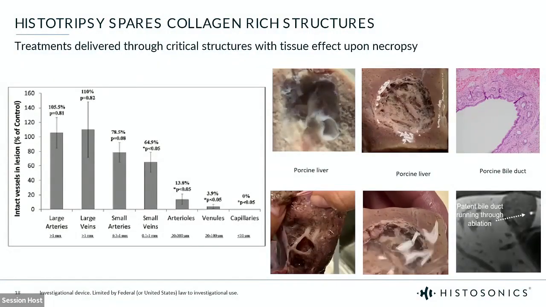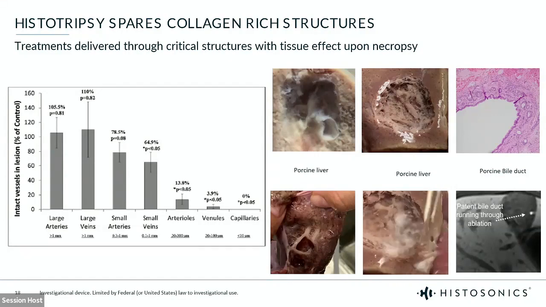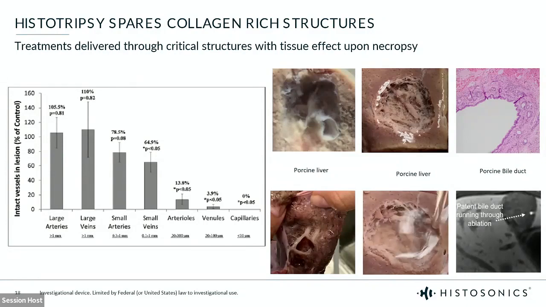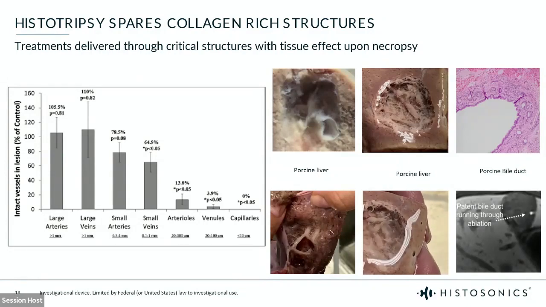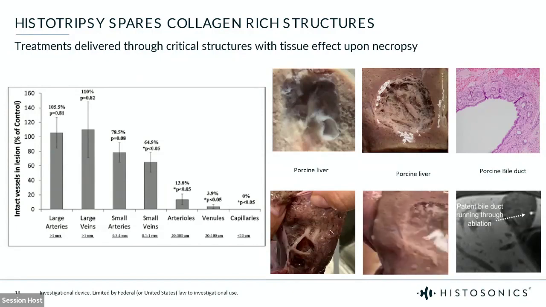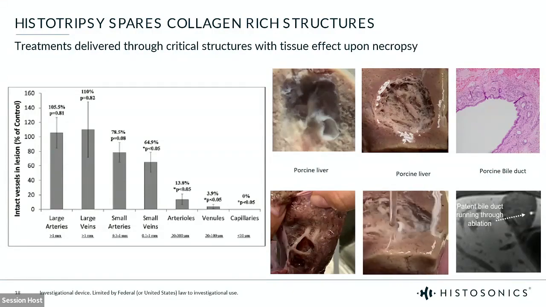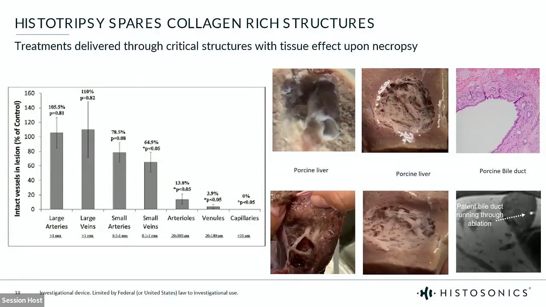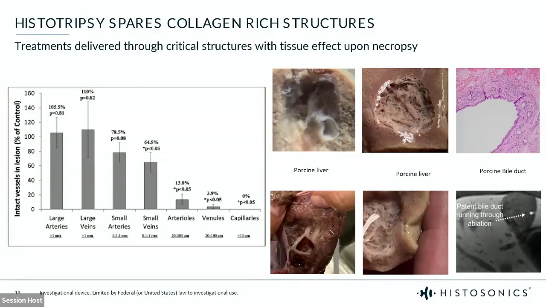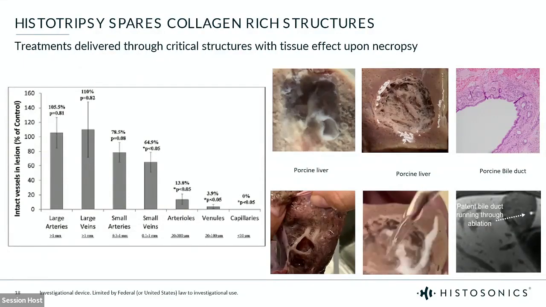Now, we've talked about collagen-rich structure preservation, and what you see here, this study was done looking at... I always chuckle when I talk about this slide, because if you're a PhD or an engineer, imagine a 1 millimeter vessel would be considered a large artery or vein. We kind of think about this as an audience. So in that study, a large artery or vein is any structure greater than 1 millimeter in size, and they're all preserved in the animal studies that were done.